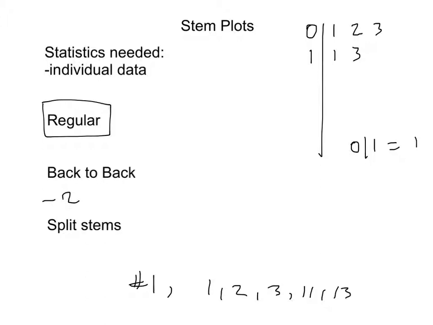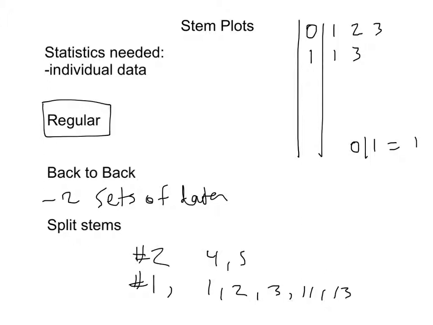So for back-to-back, you're going to have two sets of data. And so you're going to create another line. So let's say our second set is 4, 5, 10, 15. We'll have a 4, 5, 10, and a 5. Also you should include group 1, and this is group 2. So that's going to be your back-to-back stem plot, and you're only going to have a back-to-back stem plot when you have two different sets of data.